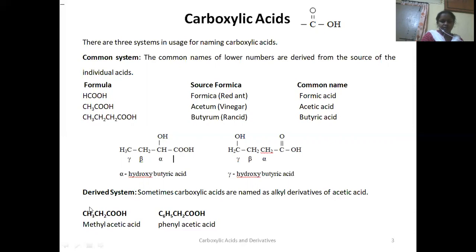So you can name this as, what is CH3? Methyl. So methyl, and the remaining is acetic acid. So it is a methyl derivative of acetic acid. So you can name it as methyl acetic acid.